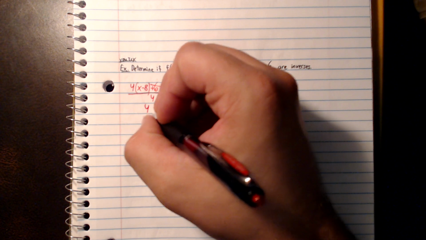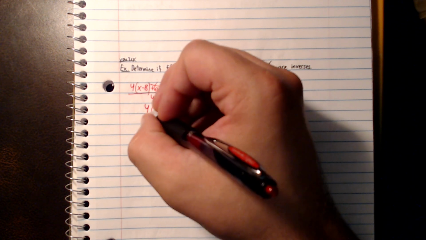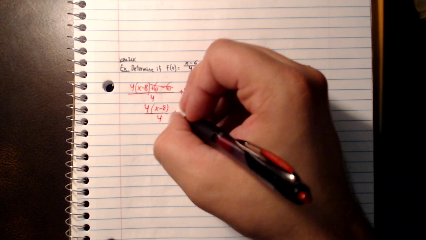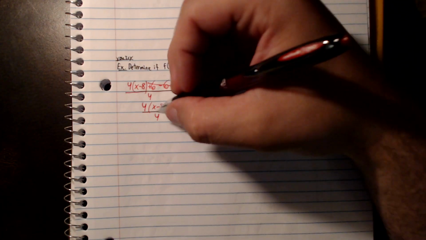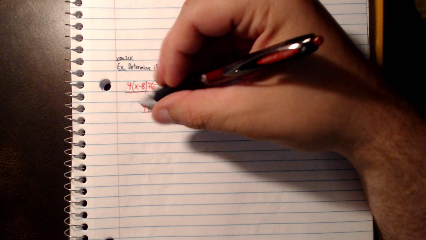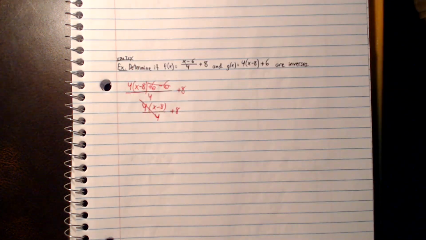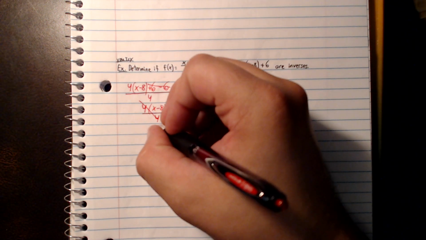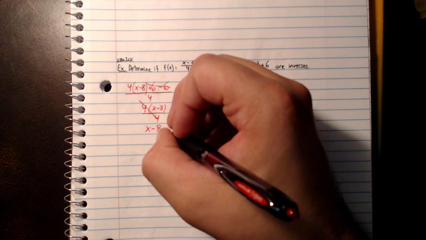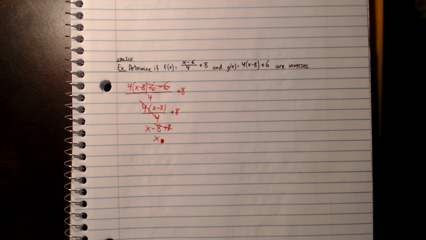That leaves us with 4 times x minus 8 over 4 plus 8. Again, this is okay because I have a 4 and divided by 4, those will eliminate. What's left? X minus 8 plus 8. And look at that, those eliminate and we're left with just plain old x. That's great, but I have to make sure that it works the other way as well.